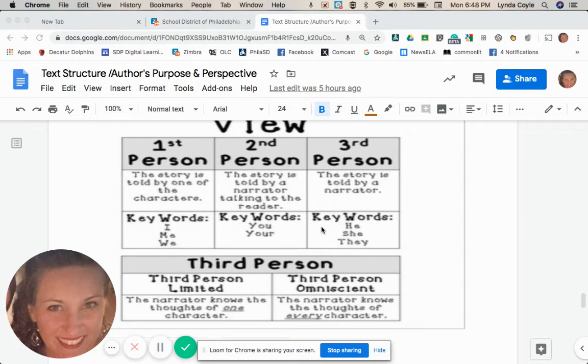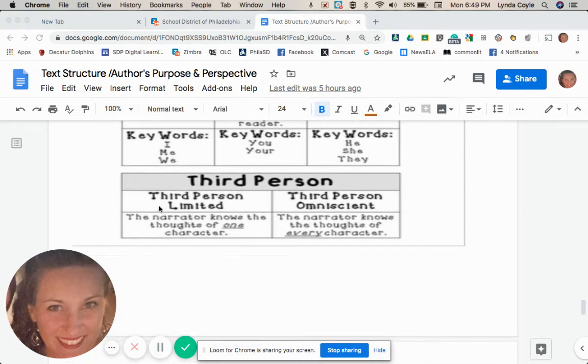Okay, and you can see keywords down here. The third person is usually limited or omniscient. Limited, the narrator knows the thoughts of one character. It's limited to one character. Where omniscient, it's a story where the author is conveying the ideas and thoughts of multiple people.